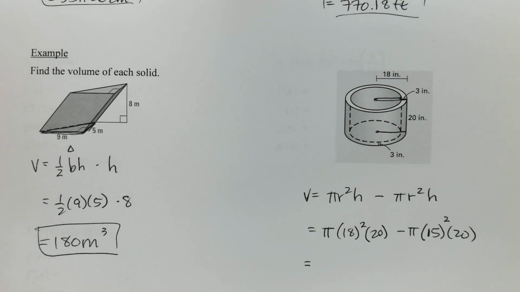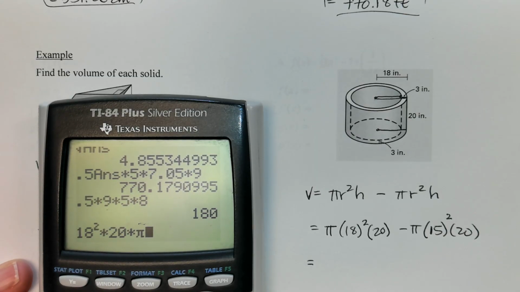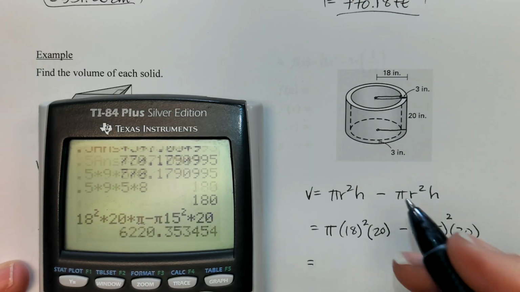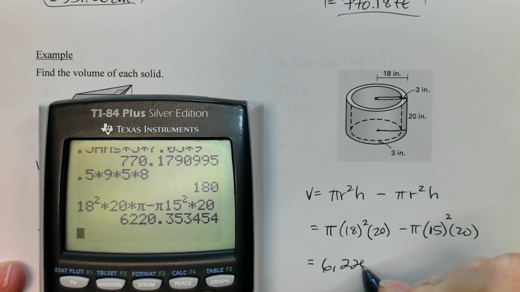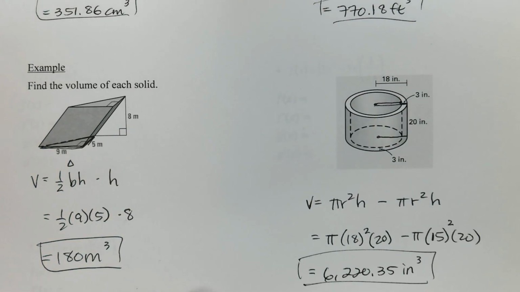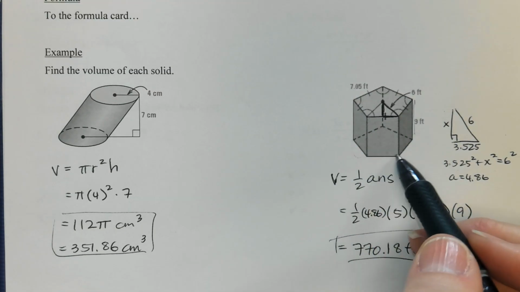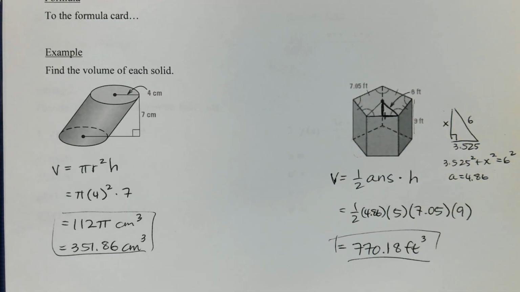So now we're going to type all that in. And we're going to subtract off the pi 15 squared times 20. So I get about 6,220.35 inches cubed. So as you can see, volume is way easier than surface area was. We mainly just do the area of the base shape, and then we just times by height of the prism.